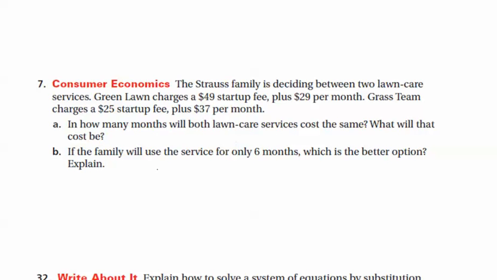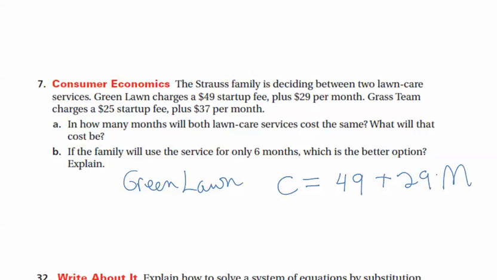So before I answer the questions about the cost and things, let's write an equation for each of these. For Green Lawn, I need to take that the total cost is equal to $49 plus $29 per month. So I can write 29 times M plus 49 for the startup fee. And for Grass Team, their cost is equal to a startup fee of only $25, but then it's $37 per month.